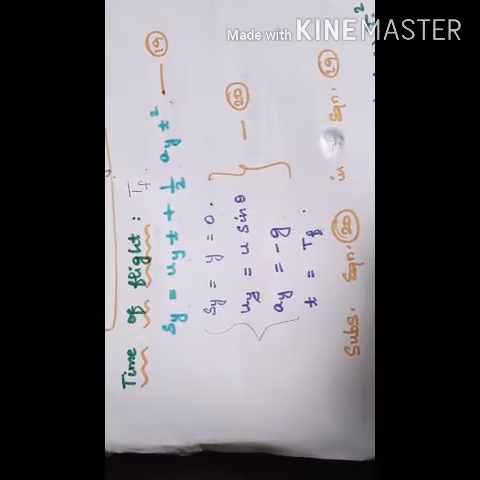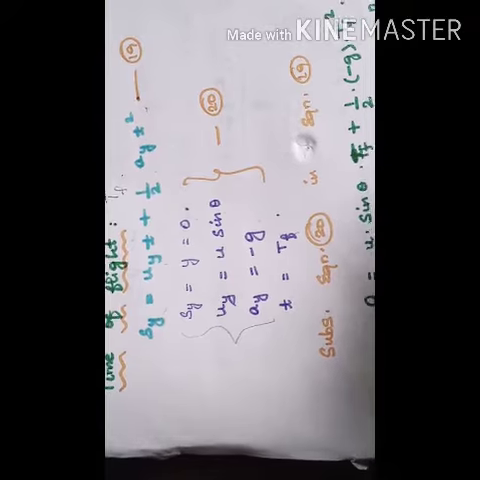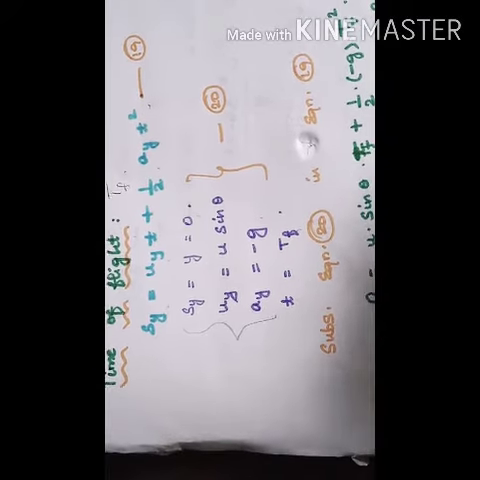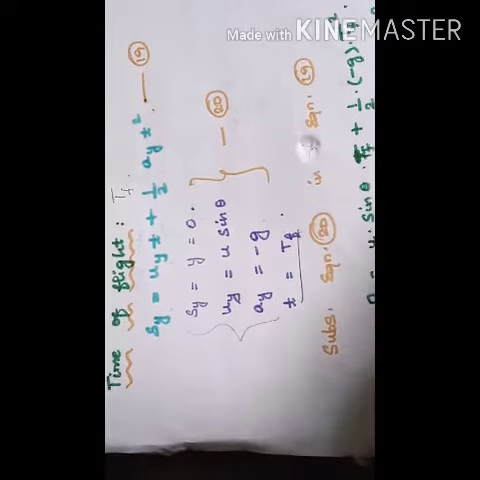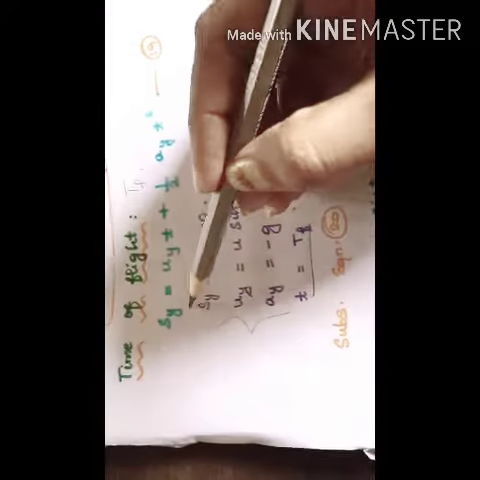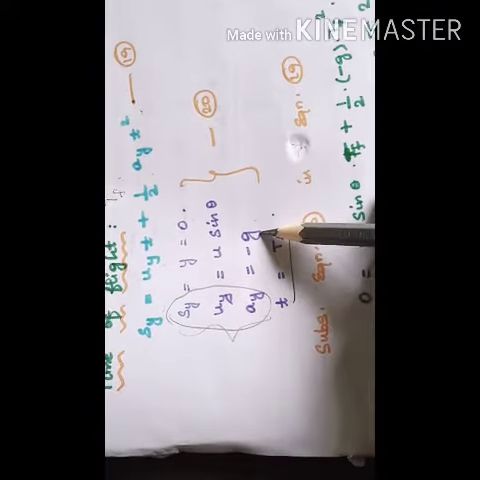What is meant by time of flight? It is the time taken by the particle to reach the ground, that is, the time taken by the particle to hit the ground. That is called time of flight, and it is represented by the variable tf. So in the place of t we have to substitute tf, and likewise we replace the other variables.